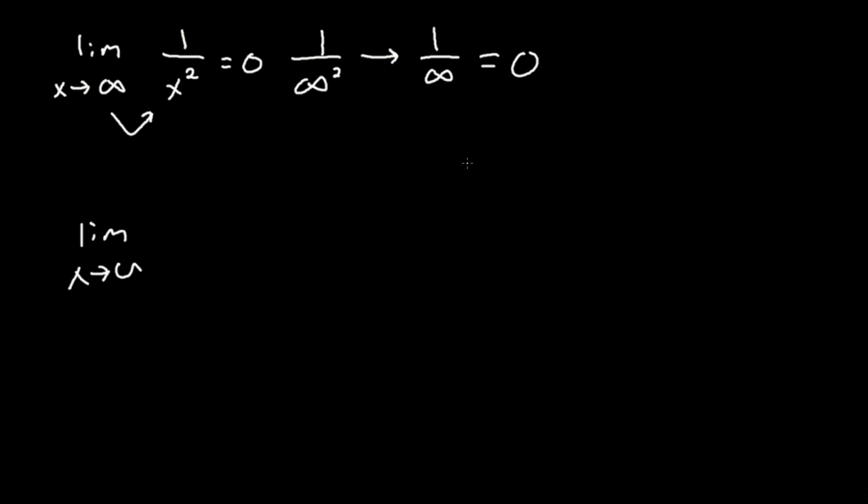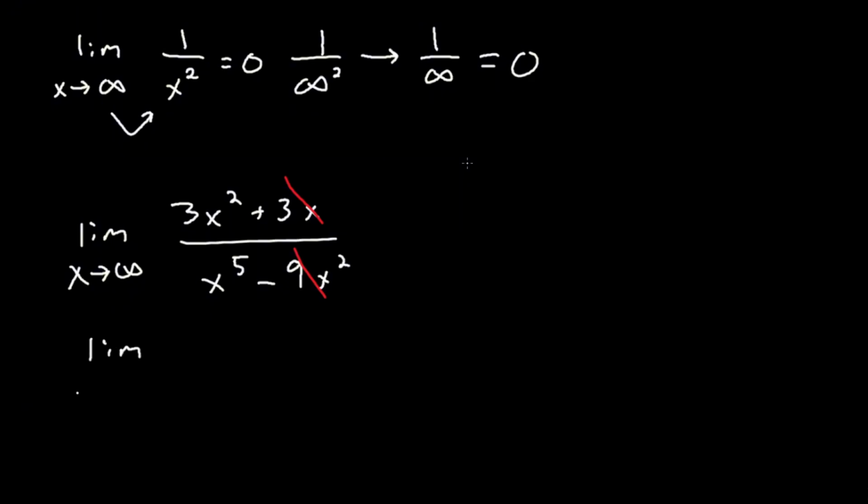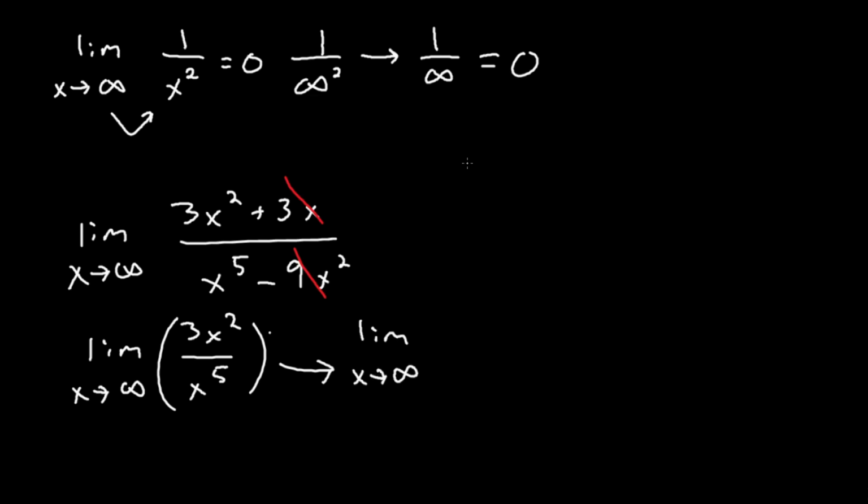So maybe another less obvious example of this is (3x squared + 3x) over (x to the power of 5 - 9x squared). All right. So we just cancel out all the non-highest order power exponents, and you just write down 3x squared over x to the power of 5. But when you simplify this, you get left off with the limit as x approaches infinity for 3 over x to the power of 3. So I factored out the x squared values from the numerator into denominators.